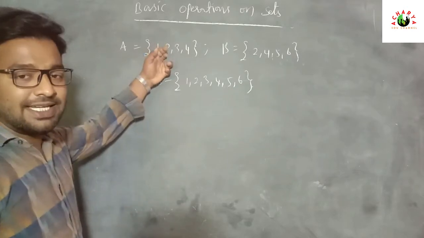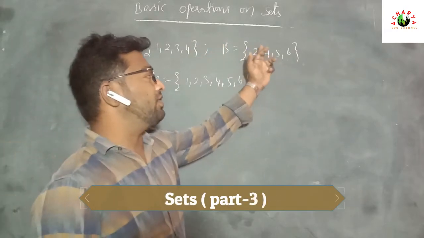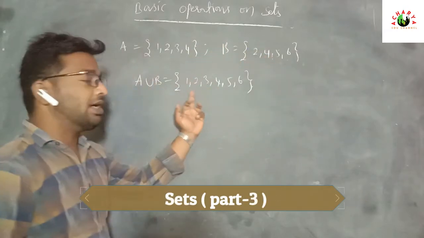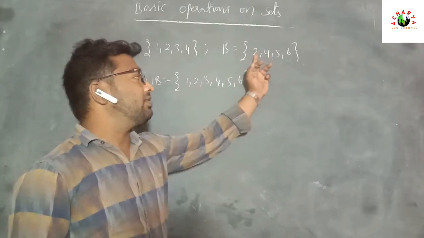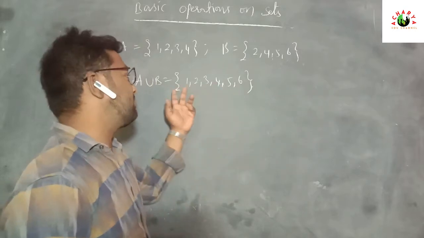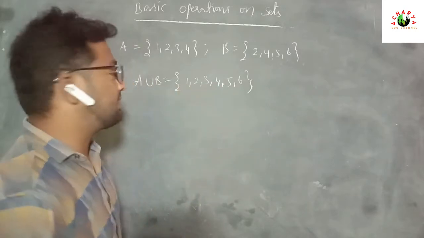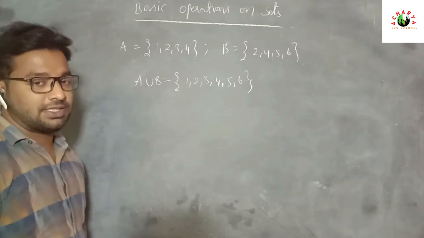Here in this A set, 1, 2, 3, 4. B set, 2, 4, 5, 6. 2, 4 are already there in the set. We should not repeat the elements in the set. So we write 2, 4 here, already written, and then we should write 5, 6. So 1, 2, 3, 4, 5, 6. A union B is equal to {1, 2, 3, 4, 5, 6}.